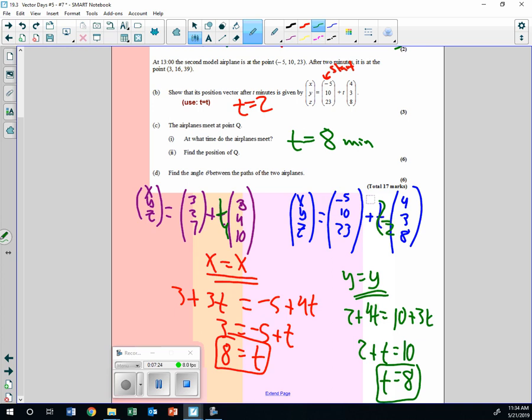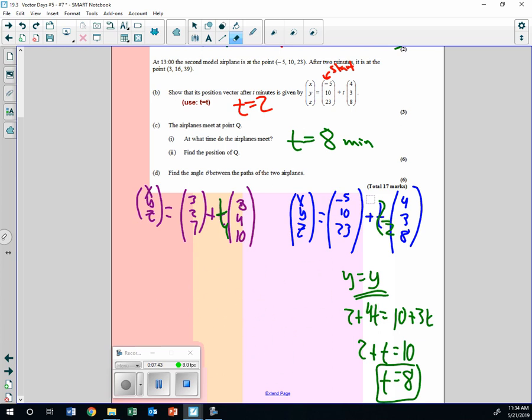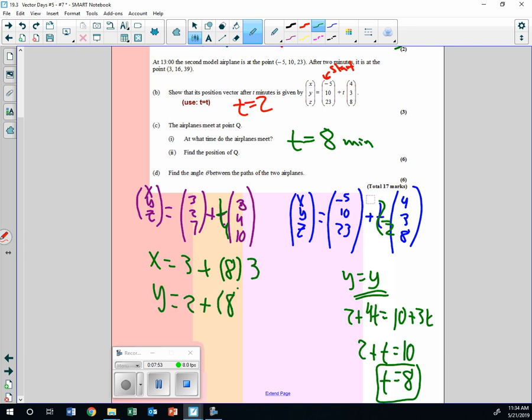meet. These x's might meet in one place and the lambdas meet in another place. So just be aware that since they're saying they meet, we set t equal to t, but they don't have to be that way. Now to find the position, all you have to do is t is 8. It's a parametric equation. X is equal to 3 plus 8 times 3. Y is equal to 2 plus 8 times 4. And Z is equal to 7 plus 8 times 10.